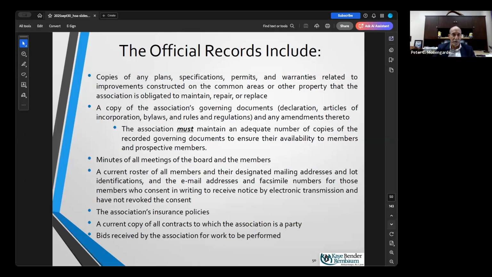A current roster of all your owners and their designated mailing addresses and lot identifications, and the email addresses and fax numbers for those members who have consented, again, in writing, to receive notices by electronic transmission, and they haven't revoked that consent. Your insurance policies, or the association's insurance policies. A copy of all contracts that the association is a party to, and all bids received by the association for work.